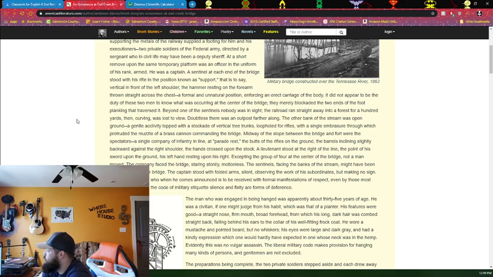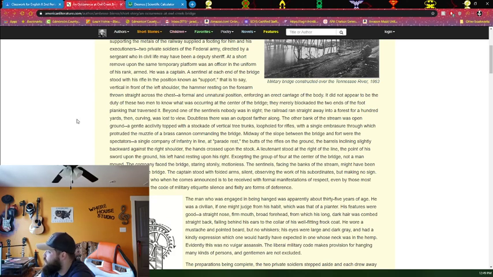The other bank of the stream was open ground, a gentle acclivity topped with a stockade of vertical tree trunks, a loophole for rifles, with a single embrasure out of which protruded the muzzle of a brass cannon commanding the bridge. Midway of the slope between the bridge and fort were the spectators.